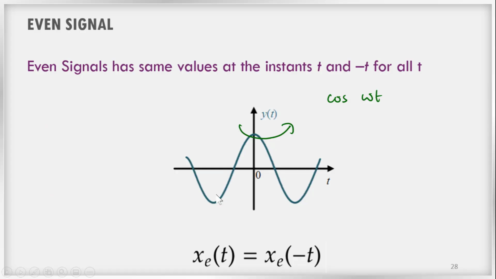Even signals have the same values at instances t and minus t for all t. So this is a very, very important point. For example, let us say that this is the 10th second.